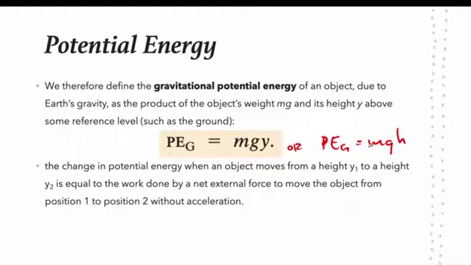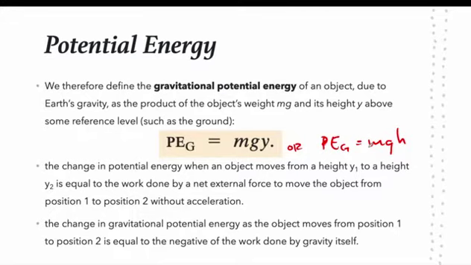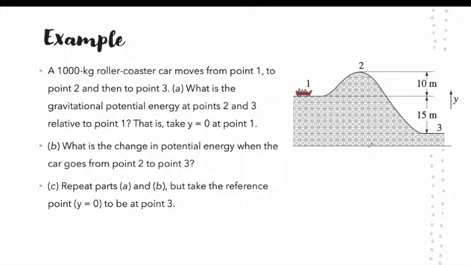So this is another version of the work energy theorem, where we can say that work is equal to the change in potential energy, okay? And that change in potential energy caused by the external force is equal to the negative of the work done by gravity. Something to think about. All right, let's look at this example here.